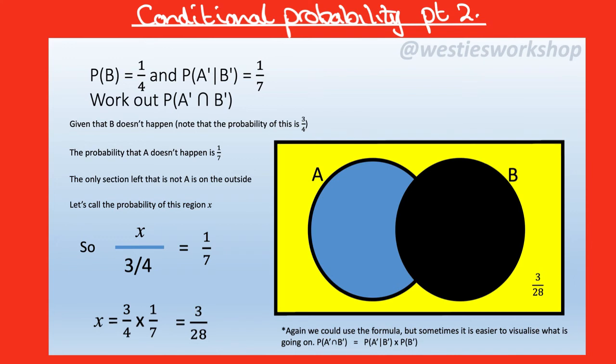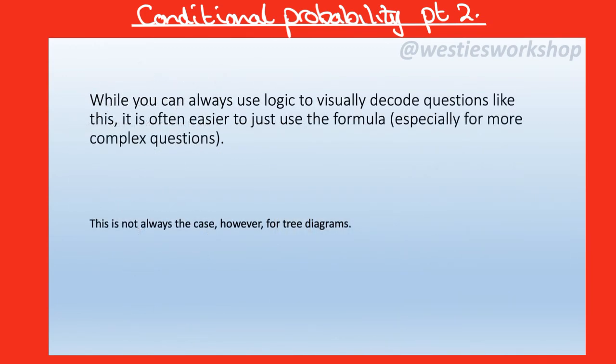Again, we could use the formula, but sometimes it's easier to visualize what is going on. So we could have used the probability of not A intersection not B is equal to the probability of not A given not B times the probability of not B. While you can always use logic to visually decode questions like this, it is often easier to just use the formula, especially for more complex questions. This is not always the case, however, for tree diagrams.